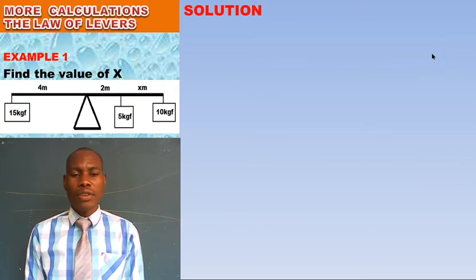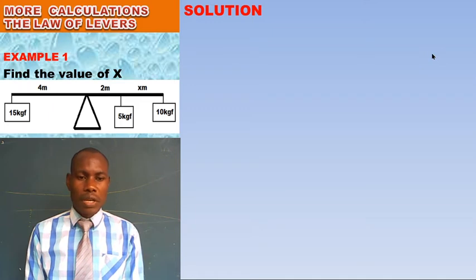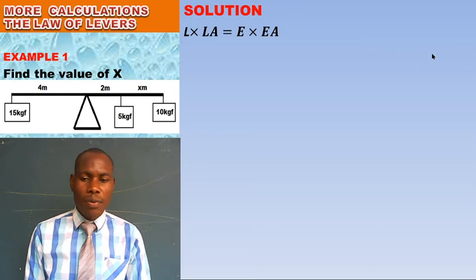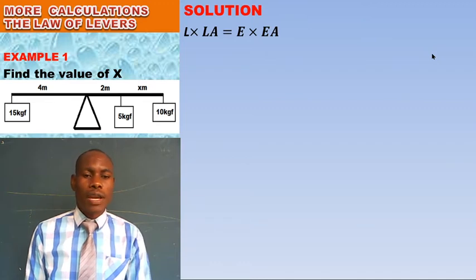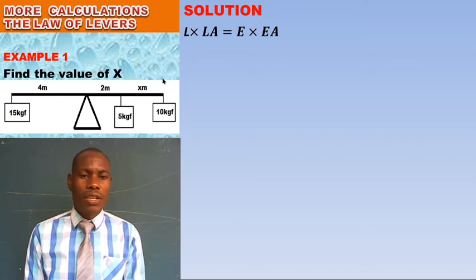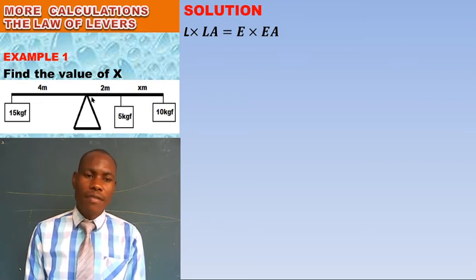In this question, we are basically asked to find the value of x. X, we don't know it, and we want to find it. We use our principle of moments, our law of levers, which says that the load arm multiplied by the load force is equal to the effort arm multiplied by the effort force. On one side of that lever, there is 15 kilogram force. So we are going to multiply 15 kilogram force by 4 meters.